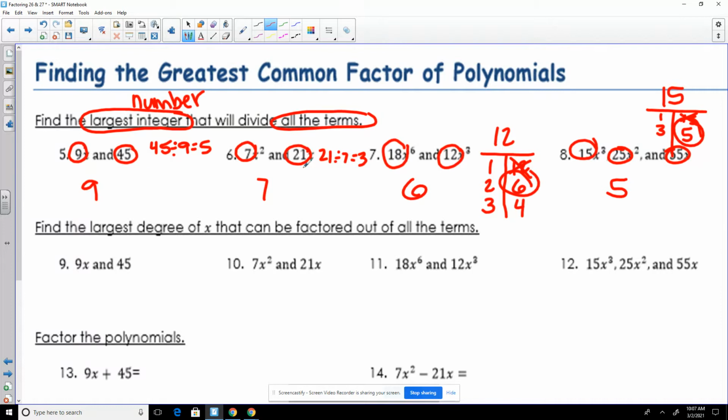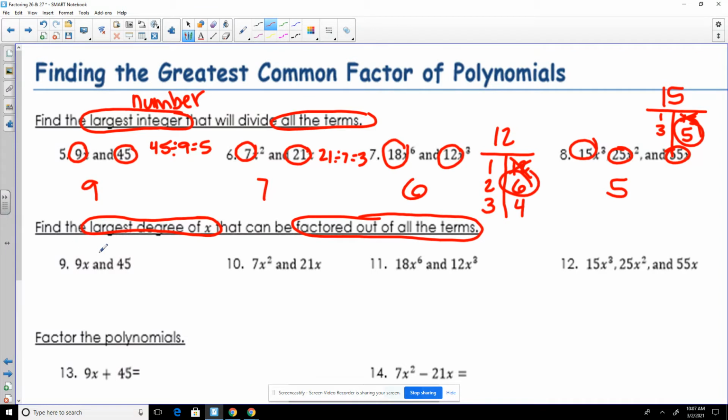Okay, so that's how you determine the coefficient, the number of your GCF when looking at a polynomial. So now let's go to the next section. Find the largest degree of x that can be factored out of all the terms. What's the largest degree of x that can be factored out?